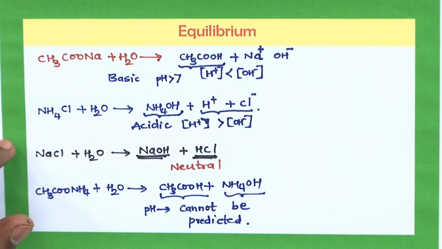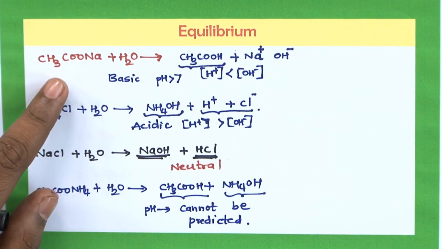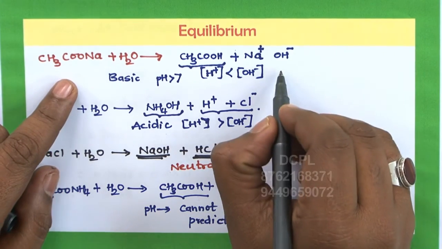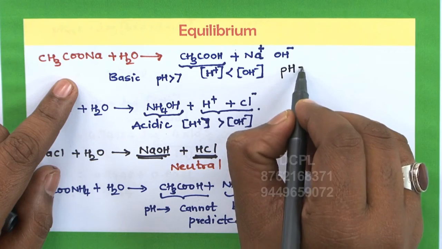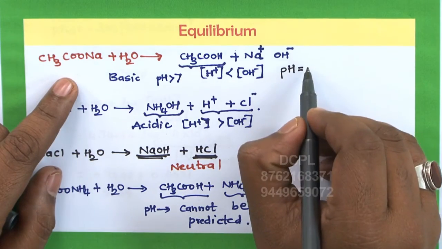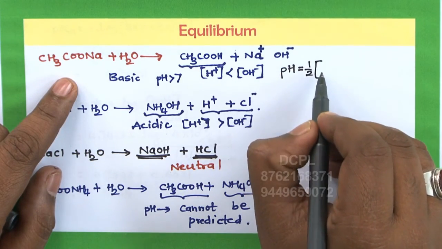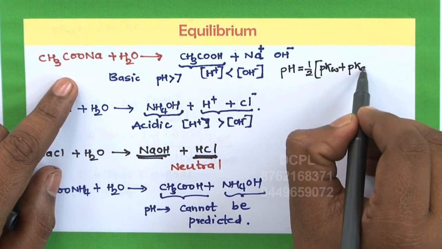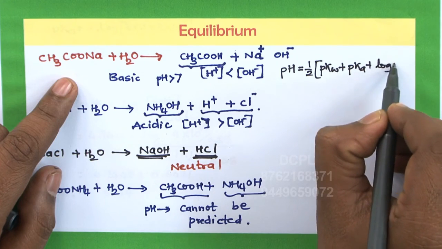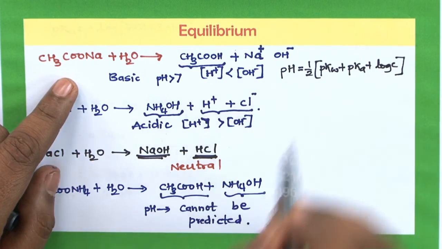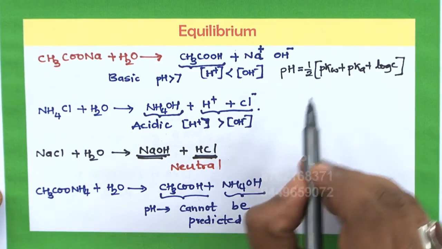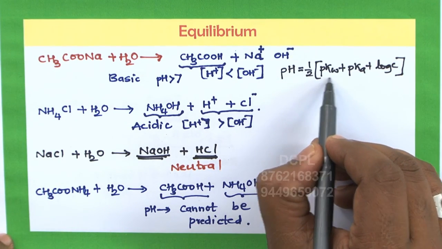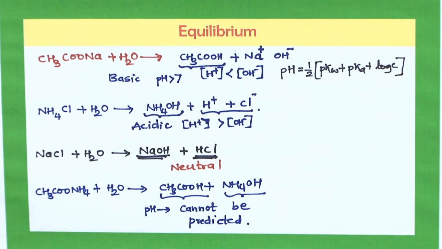For a salt which is formed by the combination of a weak acid and a strong base, the pH can be calculated by the formula pH equals half of pKw plus pKa plus log C. Here Kw is the ionic product of water and pKw is minus log of Kw. At 25 degrees Celsius, the value of pKw is equal to 14.